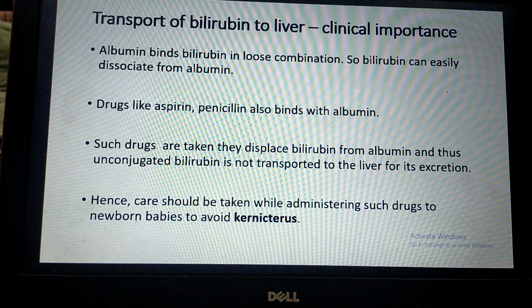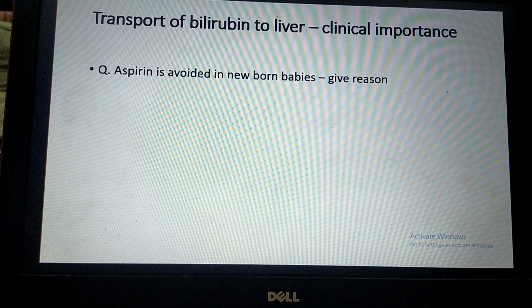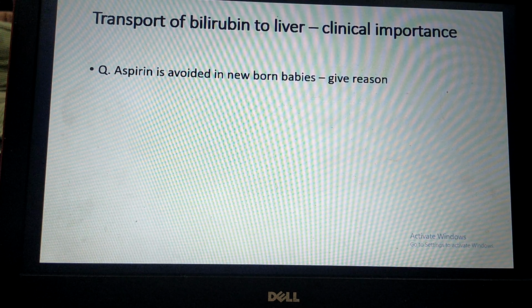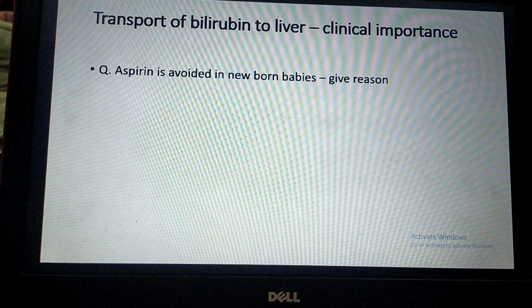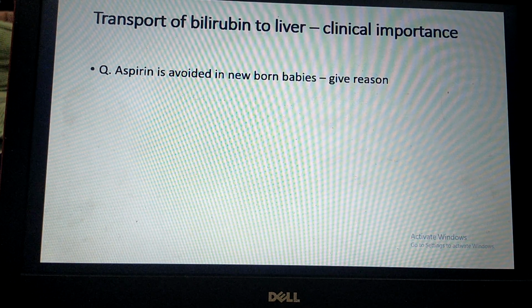When this unconjugated bilirubin enters the brain, the condition is called kernicterus. It is mainly seen in newborn babies. Now some reasoning question is there. Aspirin is avoided in newborn babies. Give reason. Just now I have explained.